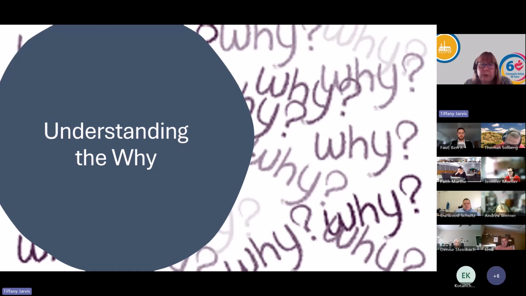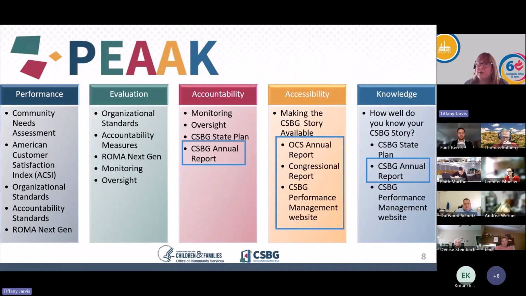Why are we doing the annual report? Well, there's a lot of reasons, but I'm going to focus mostly on the federal side of things. So I'm not sure if you guys are familiar with OCS's PEAK framework: performance, evaluation, accountability, accessibility, and knowledge. If not, I would encourage you to look at this because there are a lot of different elements in the CSBG, what we call performance management. Some of the things are very specific to what an agency does, such as a community needs assessment. Some are very specific to what the state office does, which is the accountability measures and the monitoring and oversight.